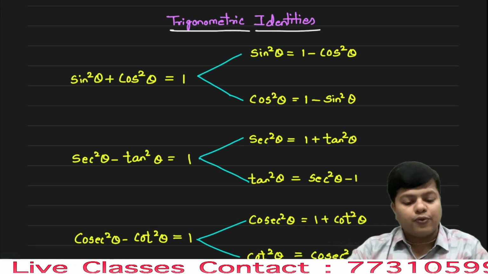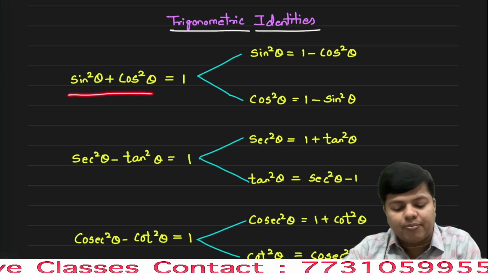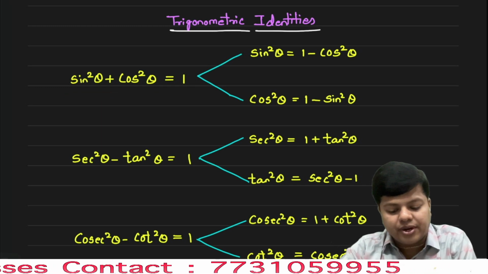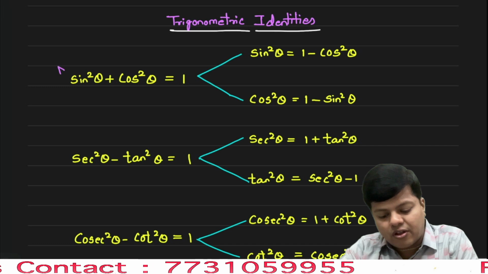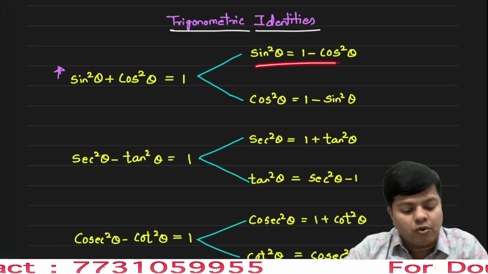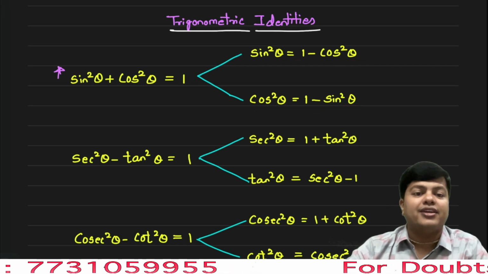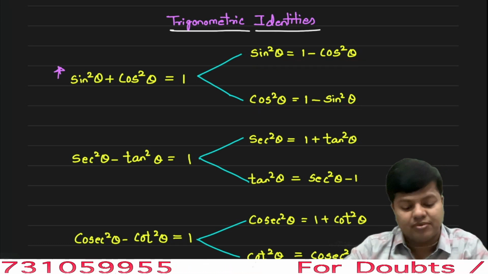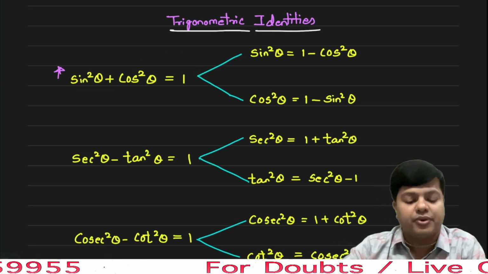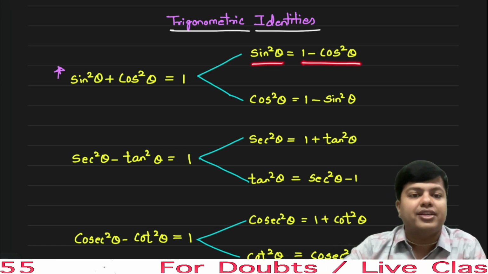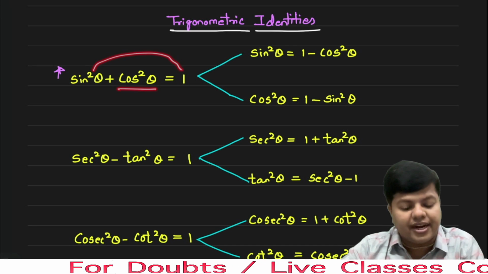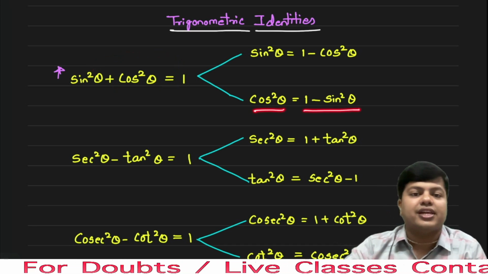So the first identity is sin square theta plus cos square theta is equal to 1. This is a very important identity, students. From this you can derive 2 more formulas, which will be very useful while doing the sums. How? Sin square theta plus cos square theta equals 1: cos square theta comes to the other side and becomes minus cos square theta. So sin square theta is equal to 1 minus cos square theta. And if you want cos square theta, sin square theta goes to the right hand side. So cos square theta is equal to 1 minus sin square theta.